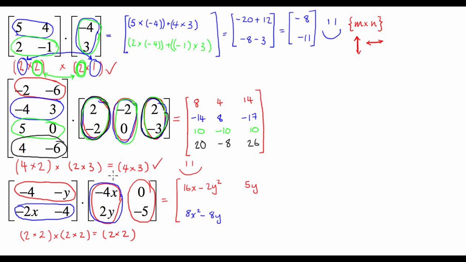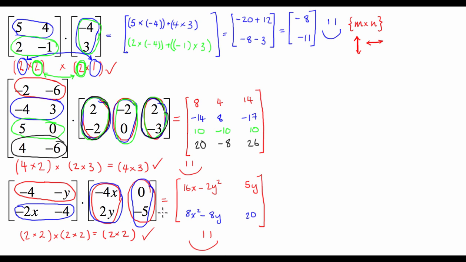Moving on to the second column. We have negative 2x times 0 is just 0. And negative 4 times negative 5 is 20. And we can check that this is definitely a 2 by 2, 1, 2, 1, 2. So we're happy with that.